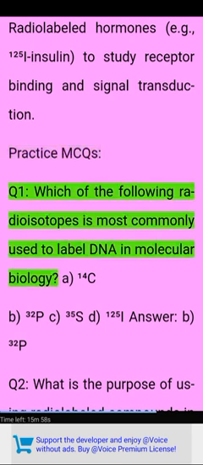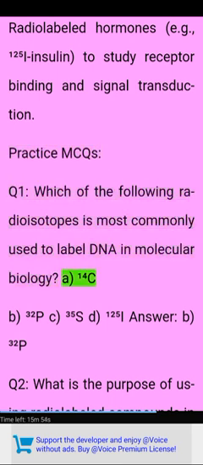Practice MCQs. Q1. Which of the following radioisotopes is most commonly used to label DNA in molecular biology? A. ¹⁴C. B. ³²P. C. ³⁵S. D. ¹²⁵I. Answer: B. ³²P.